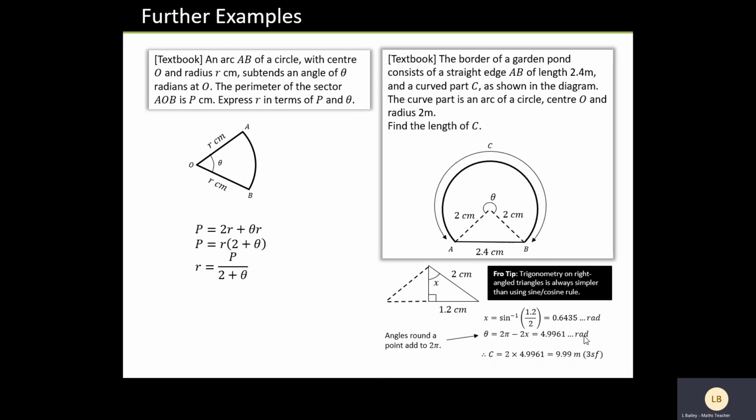So from that, we can then work out r theta. So 2 times that. It just wanted the curved part of the arc in the circle, so we don't need to worry about the 2.4 along there. All we're doing is from A to B, going all the way round there.